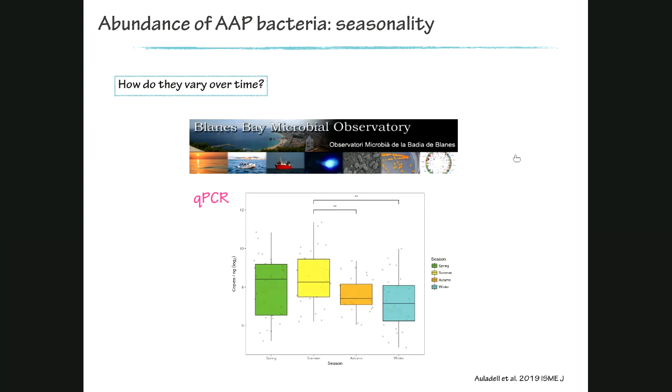It's a microbial observatory, so it's sampled monthly, or sometimes at a higher frequency. So we had DNA from many years, and we took DNA from 10 years and used the quantitative PCR method that I told you about, which allows us to quantify the marker genes for these groups. We could measure their abundance through the different seasons. And you can see here that there is a seasonality, and that they are more abundant in spring and summer than in fall and winter.